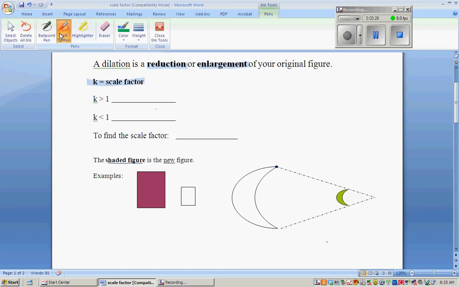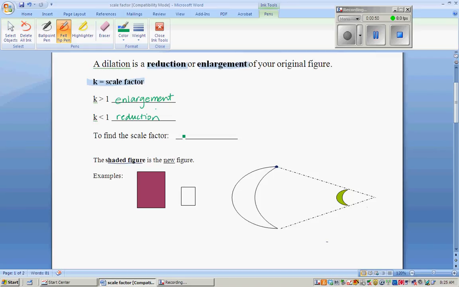Now when k is bigger than 1, you have an enlargement. Something is twice as big, or it's 3 times as big. Now, if k is smaller than 1, if it's half as big, it's 2/3 as big, it's a reduction. If you ask yourself, is it an enlargement or a reduction before starting, this next part will not even matter.